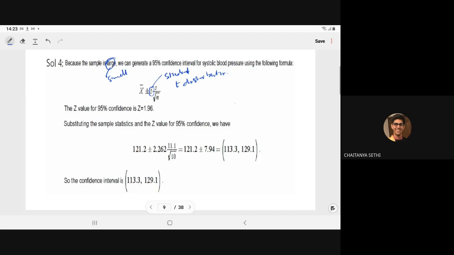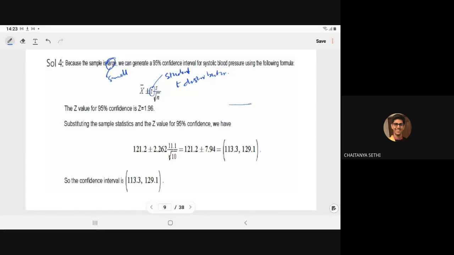Actually t alpha by 2 and z alpha by 2 values tend to the same value after n is equal to 30. That's why, instead of the t, we take the z there. After 30, for the large values, if you see the table, as we increase n, the value will converge to the same value.